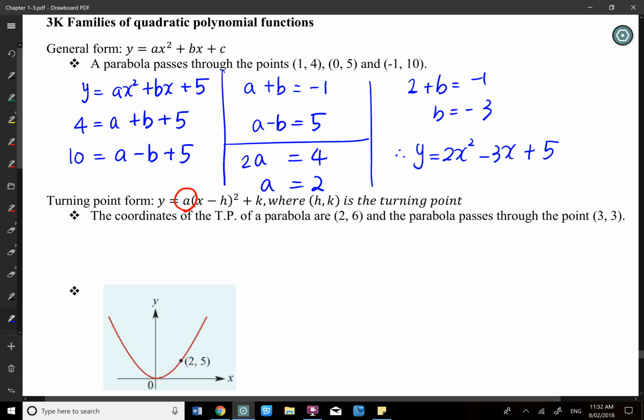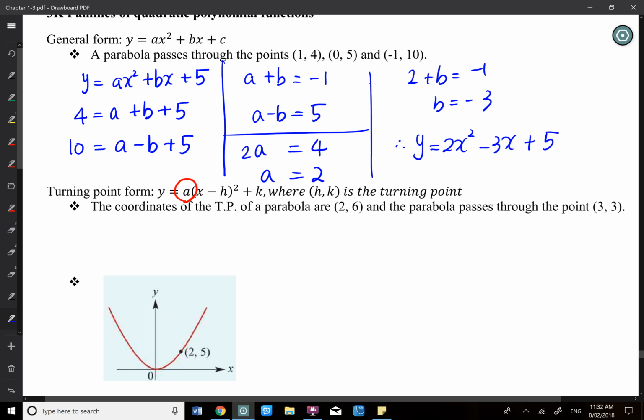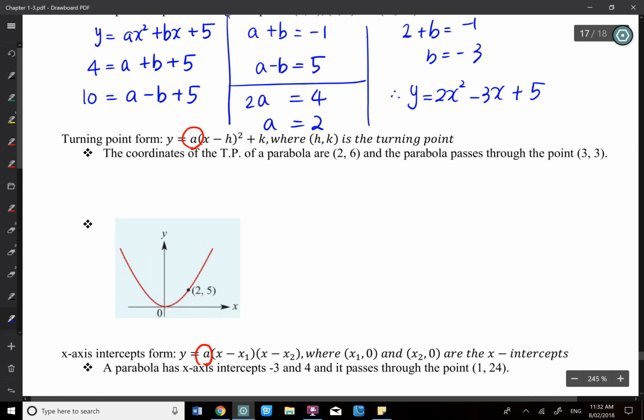Turning point form: y equals a(x minus h) squared plus k, where (h, k) is the turning point. There are 2 questions below here. The first one says the coordinates of the turning point of the parabola is (2, 6). The parabola passes through the point (3, 3) as well, but that (3, 3) is not a special point. It's just any point on the graph. So you can write your equation as y equals a(x minus 2) squared plus 6.